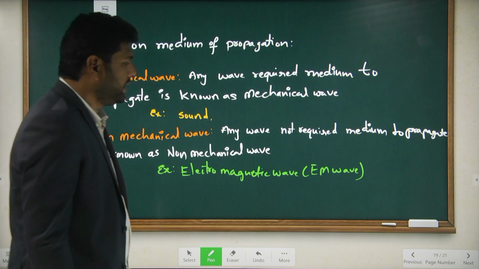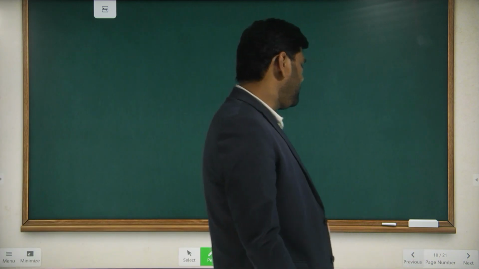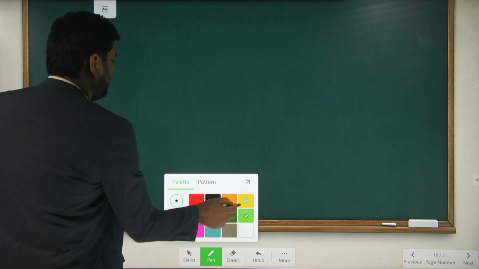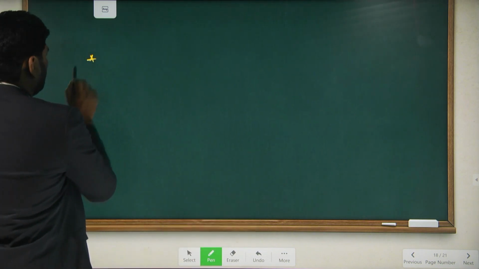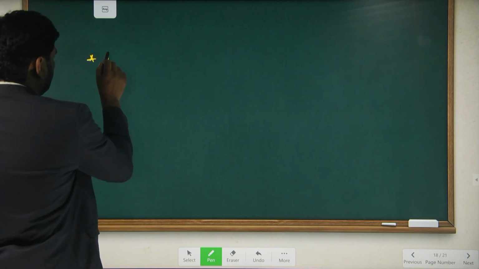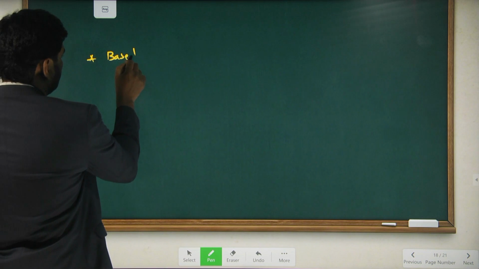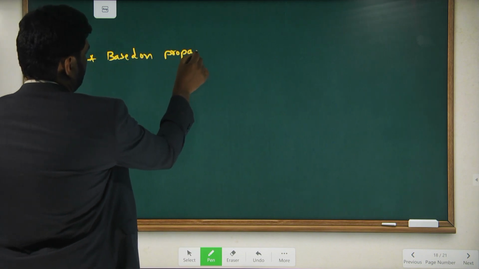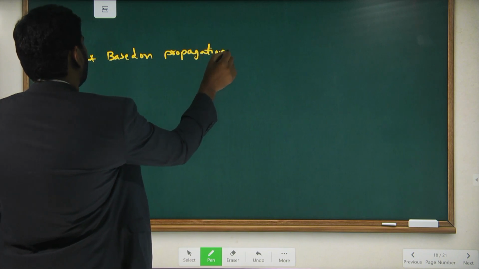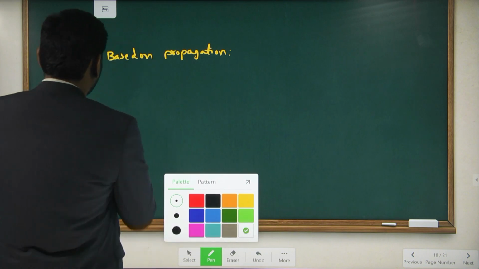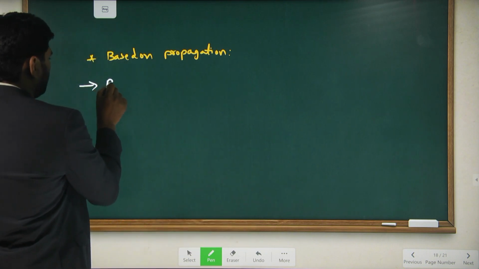Understand? And one more final example. Finally, one more thing is based on propagation. Based on propagation, again we have two types of waves. First one is progressive wave.